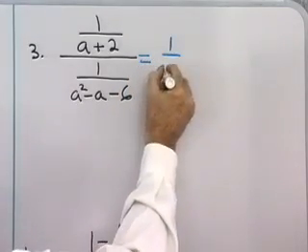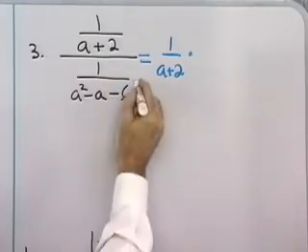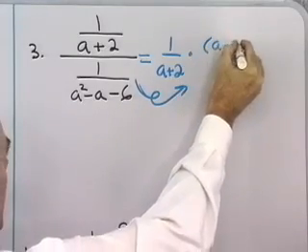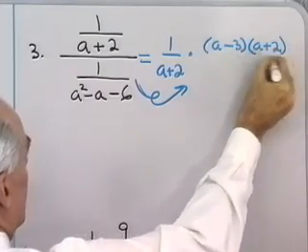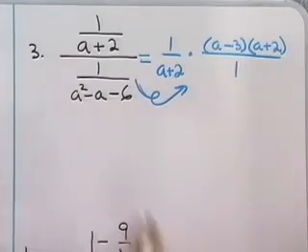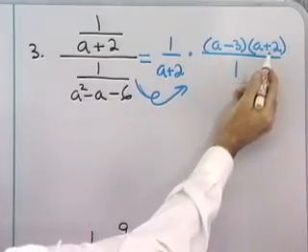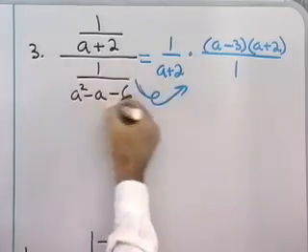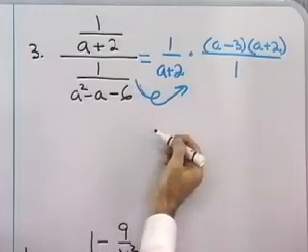This is 1 over a plus 2 times, instead of dividing by this, I'm going to multiply by its reciprocal in factored form, a minus 3, a plus 2, all divided by 1. So a squared minus a minus 6 factors into a minus 3 times a plus 2. So I did two steps at once. I changed from division to multiplication by the reciprocal, and I factored that expression right there.